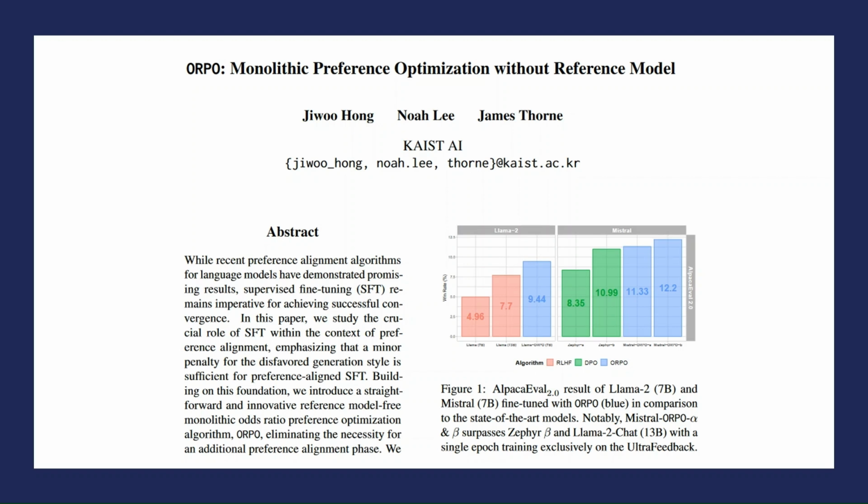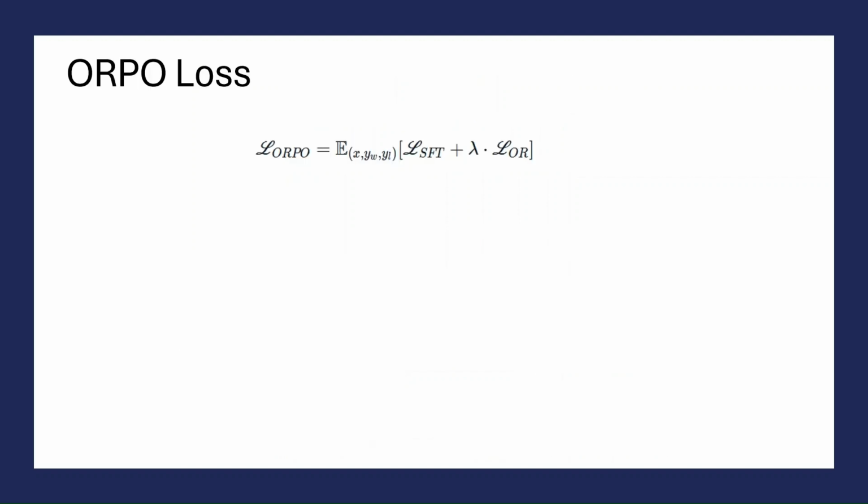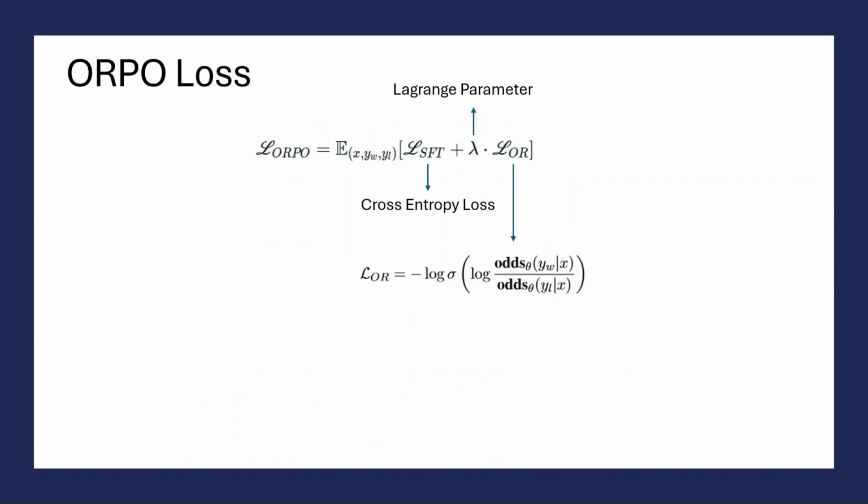In ORPO, we add a new loss term to the SFT loss, which is a standard cross-entropy loss. Lambda is a control parameter, which controls the contribution of the new term in the loss function. The new term is called the odds ratio loss, which is defined by this formula. YW is the preferred or chosen response in the input training data. YL is the rejected response. X is the input query in the input training data. We divide the odds of YW given X by the odds of YL given X. Also, sigma is the sigmoid function.